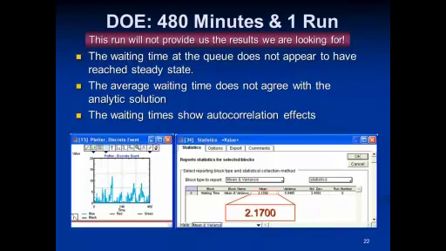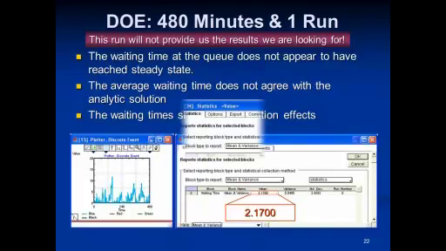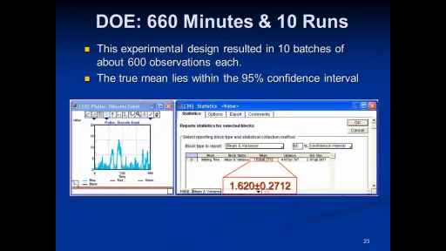Now, if we were naive, our first thought might be, well, something's wrong with our model. But in reality, something is wrong with our experimental design. And it has to do with those effects and the methods of fixing those effects that we talked about: the initial transient period, warm-up period, and the autocorrelated observations.